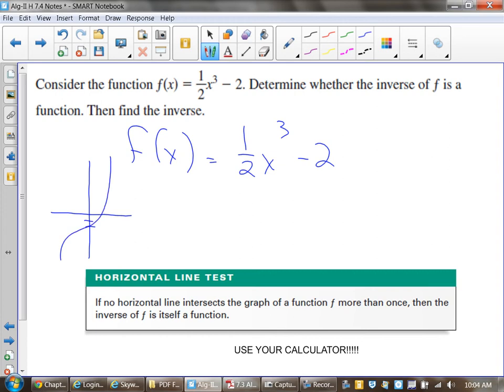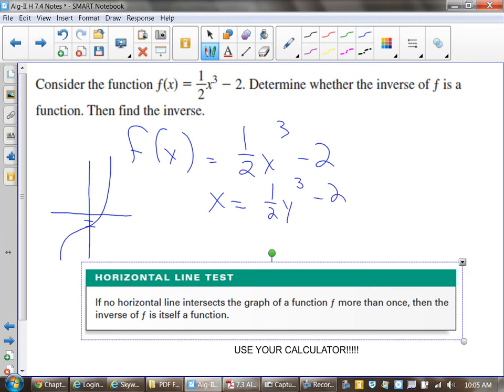Does that pass the horizontal line test? Yes. Yeah, it does. Yes, ma'am. If it's an odd exponent, don't we already know what the path... So flip-flop your x's and y's. x equals 1/2 y cubed minus 2.